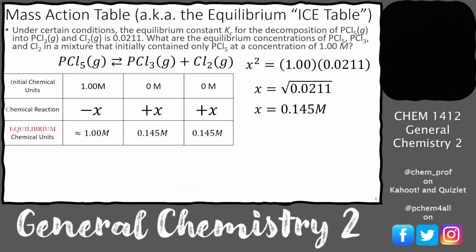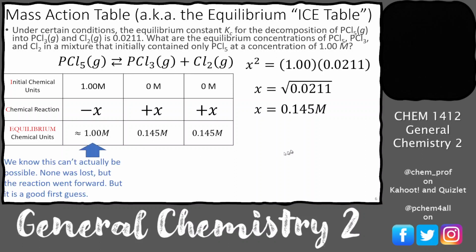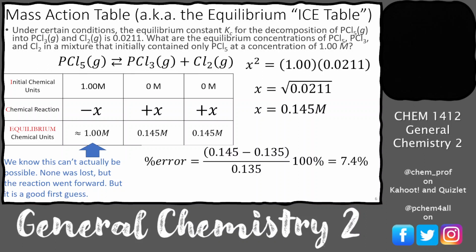So we go ahead and put these in the ICE table. These are our equilibrium concentrations. 0 plus X is 0.145, 0.145. We assumed that X was small here, so we have 1 here. Now that doesn't make scientific sense really, because where did the 0.145 come from? None of our reactant went away, and yet we have some product. But let's go ahead and check our error.